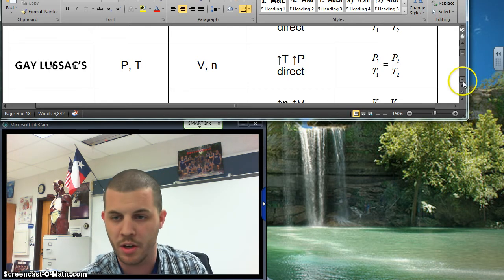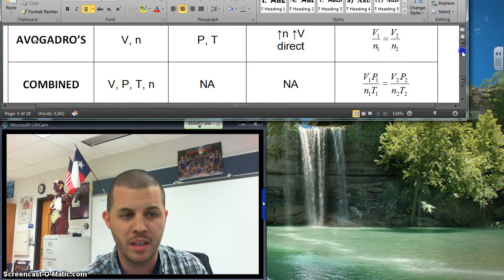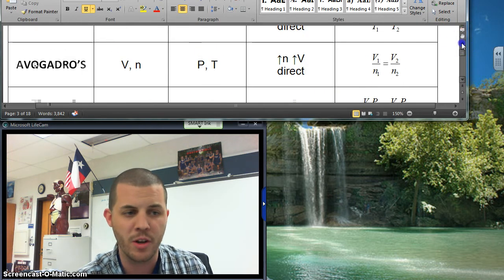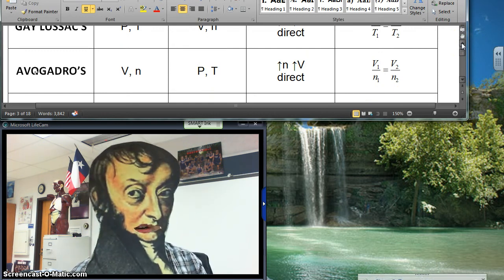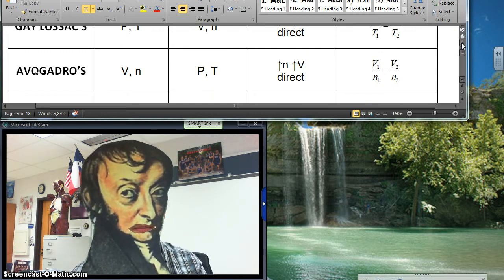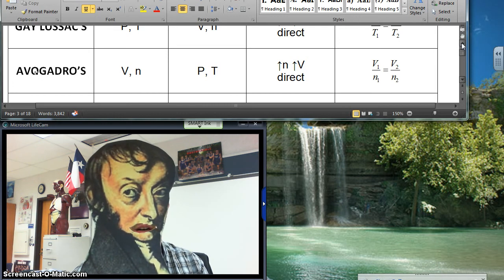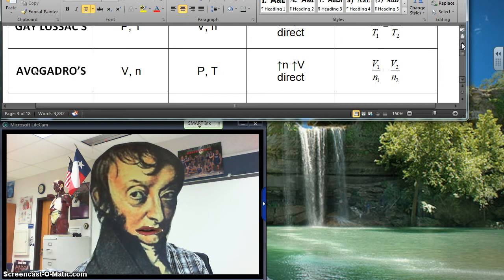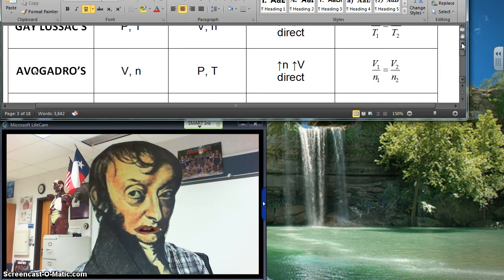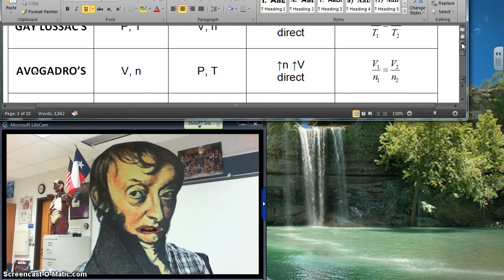Next, I've got my good friend, Avogadro. His name is Amadeus Avogadro. Yes, that is me, Avogadro here. My formula is Avogadro's law, and my independent and dependent variables are V and N. V, of course, meaning the volume, and N, of course, meaning the number of moles.